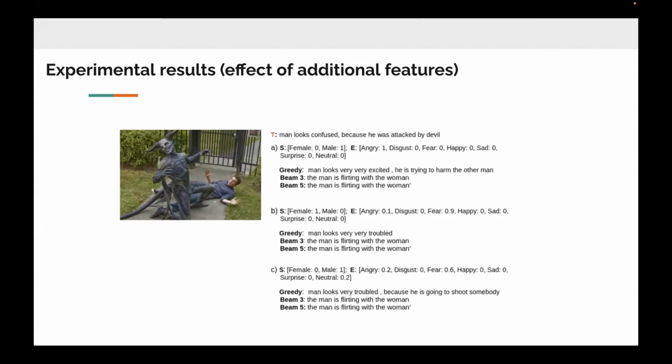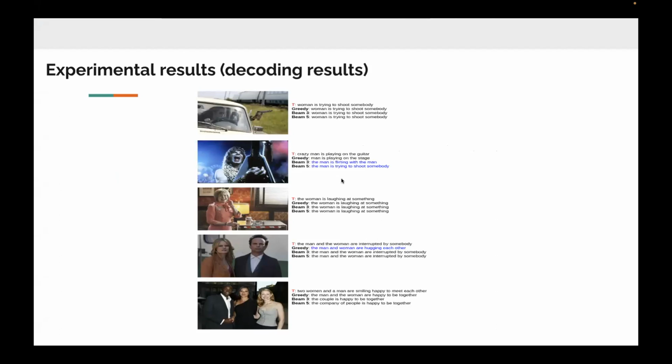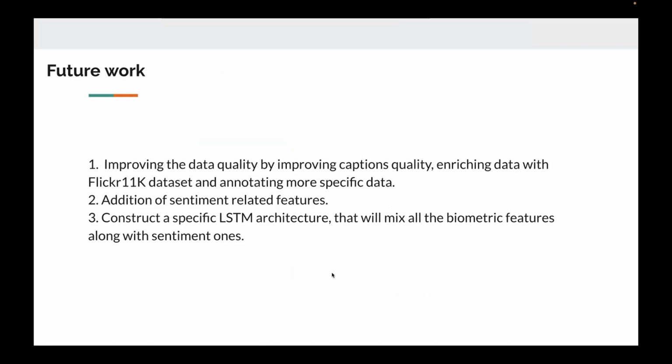Regarding the decoding results, here are four example images and some things to discuss. For example, this image where beam size decoding is very poor and just greedy decoding is okay. Also this image where greedy decoding is very poor and beam decoding is very nice. But as the last image shows, both beam and greedy decoding techniques give alternative captions that are also interchangeable.